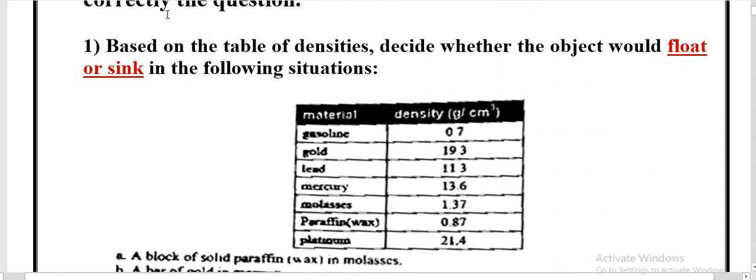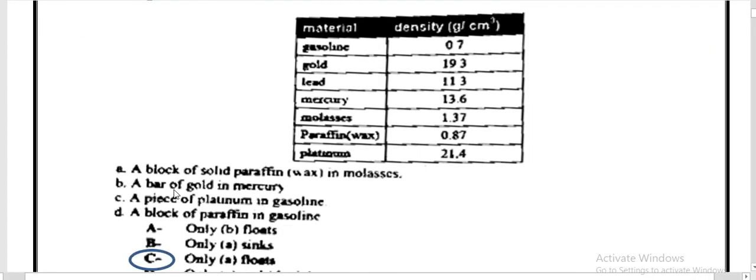Question number 1. Based on the table of densities, decide whether the object would float or sink in the following situations. Situation 1: a block of solid paraffin in molasses. Paraffin's density is less than molasses, so it would float. So A will float.